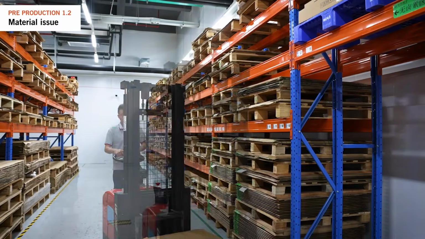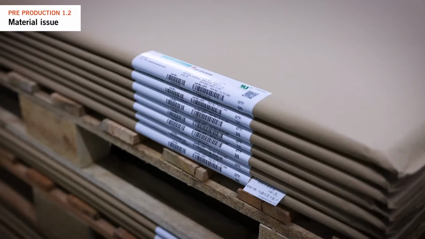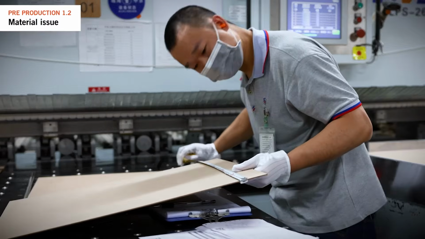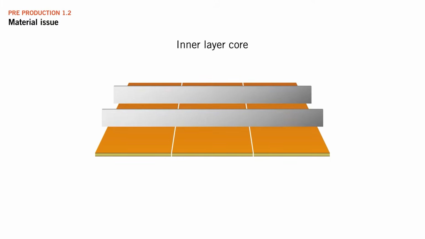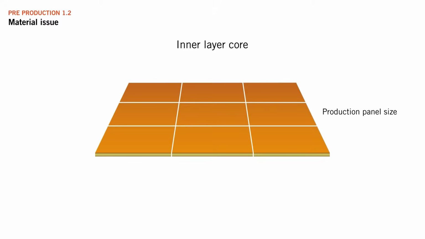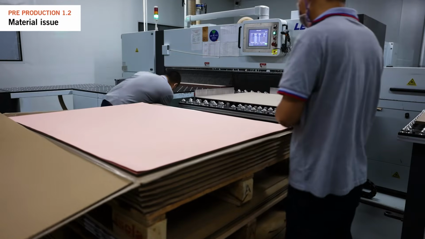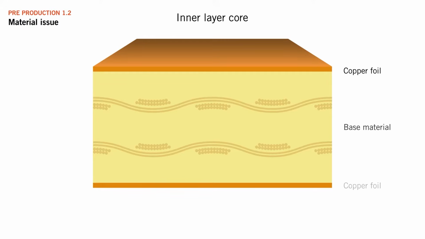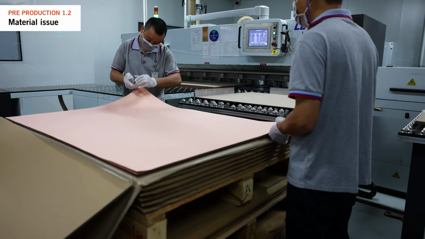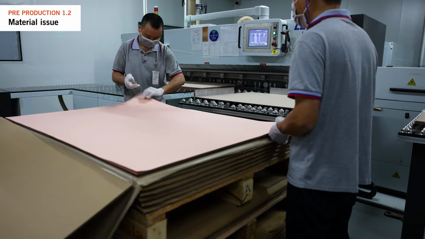At this stage, the factory identifies which type and amount of material that is needed for a specific construction, and then cuts the material into the right size and releases it for production. The factory sources the materials from approved laminate suppliers. One type of material is the inner layer core, which comes with copper foil already bonded to the outside. They can be purchased with different core and copper foil thicknesses.